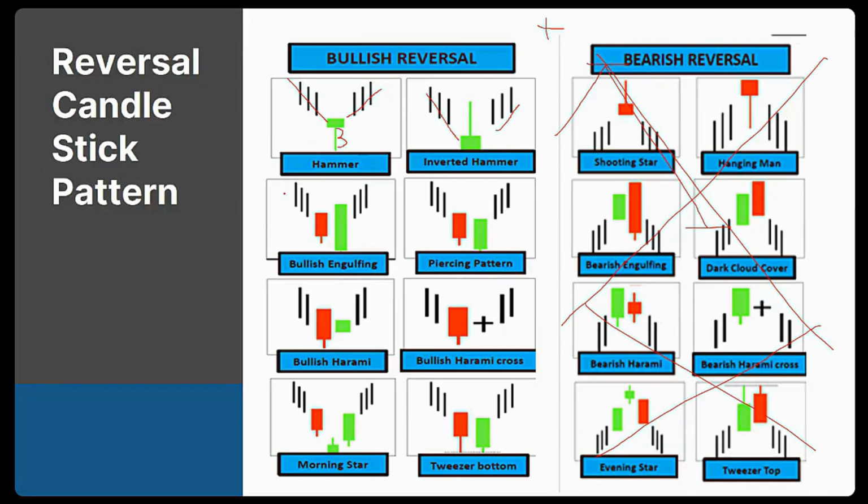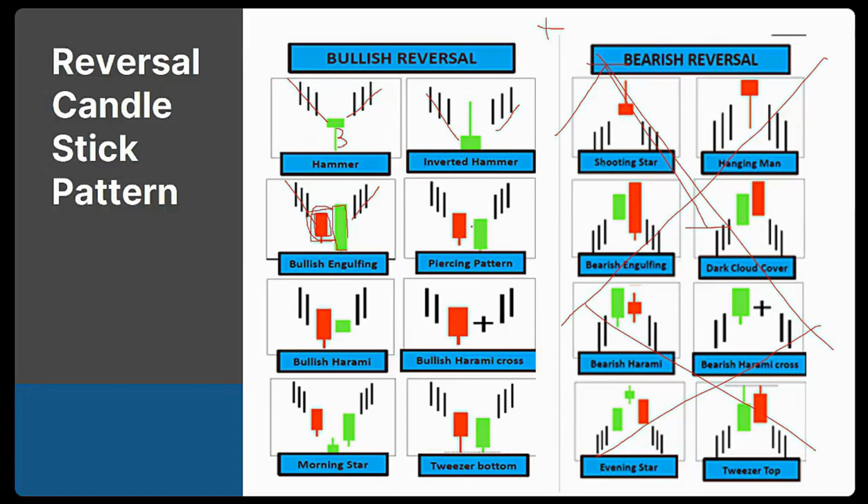The second pattern is bullish engulfing. The price came from here and then this red candle formed. This is the body and the wick. On the second day, a big green candle engulfs this. That's what we call engulfing. And then the price goes upward. So this is again a reversal pattern.